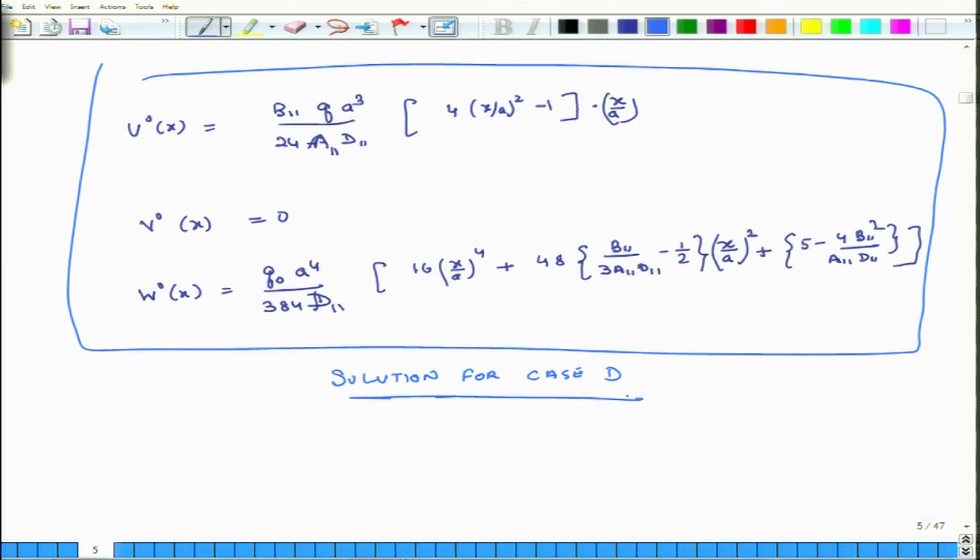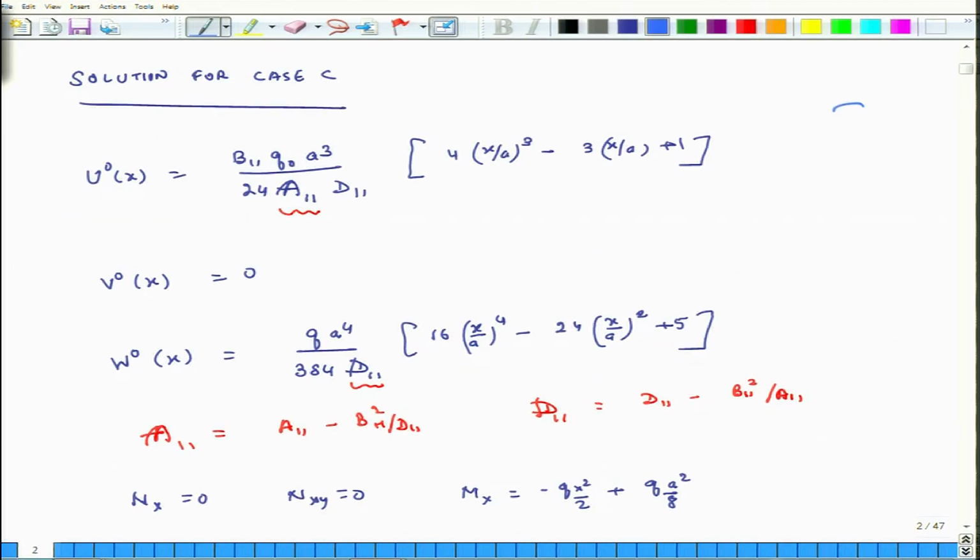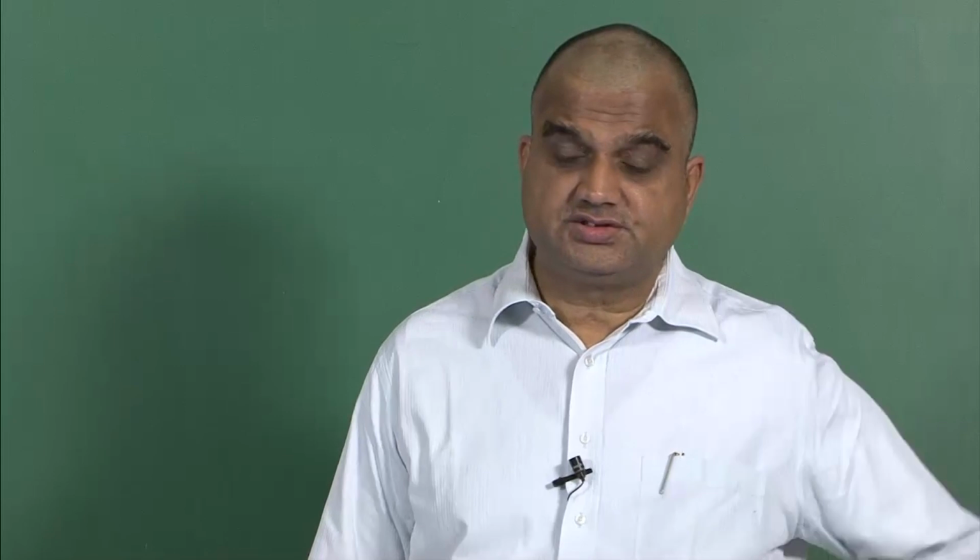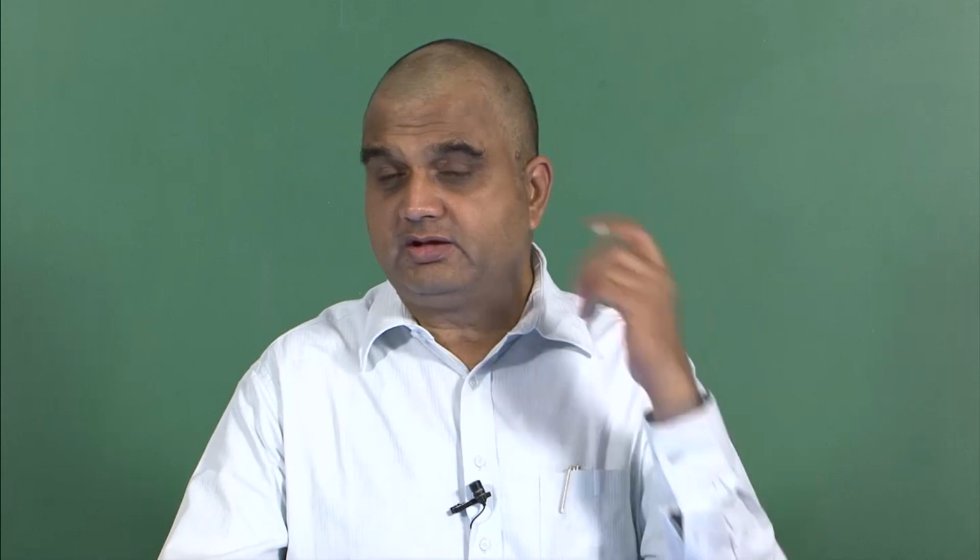Now, when we look at this solution and we compare it with the solution for case C. So, this is the solution for case C. We find that the expressions for u naught x and w naught x are totally different. This is remarkably different than when we compared the solutions for case A and B, and when we were comparing the solutions for case A and B, even though the boundary conditions were different, the solution came out to be exactly the same, and that we ascribe to the fact that in case A and B, the out of plane problem and the in plane problem were decoupled.